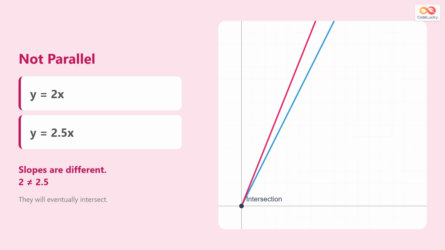Conversely, look at this example. y equals 2x and y equals 2.5x. The slopes are 2 and 2.5. Since these numbers are different, the lines are not parallel. They might look similar nearby, but they will eventually intersect.